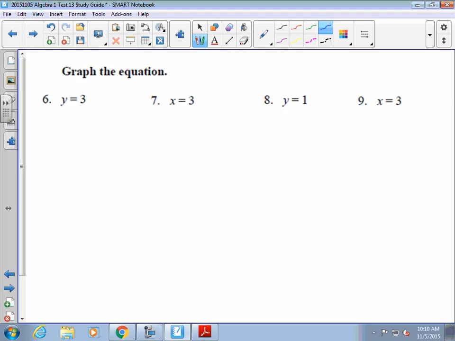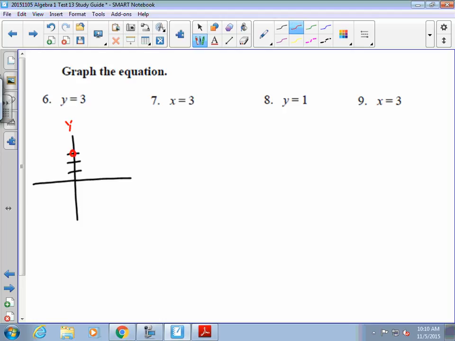Then we're graphing these equations. Notice number 7 and number 9 were the exact same problem. That's by mistake. Y's value, y is equal to 3. This is your y-axis, the one going up and down. It's crossing through at 1, 2, 3. That's where it crosses through that axis there.